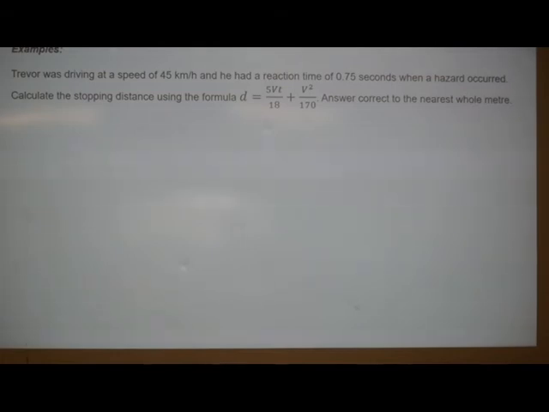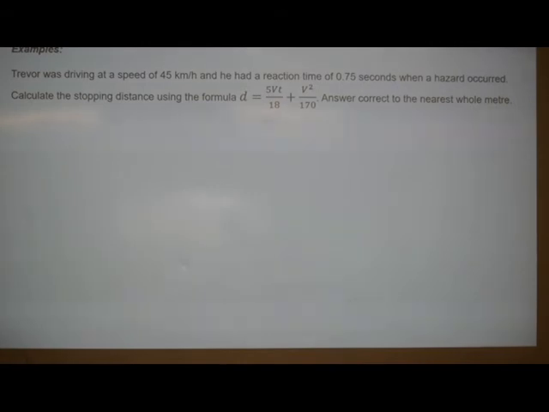We've got Trevor. Trevor is driving at a speed of 45 kilometres per hour. He had a reaction time of 0.75 seconds, so that's pretty quick. Hazard has come up. He's driving through the school zone, he's going 5 k's over the limit in the school zone, and a little kid has lost his ball across the street and he's darted out between some cars. Calculate the stopping distance using the formula D equals 5VT over 18 plus V squared over 170. Answer to the nearest whole metre.